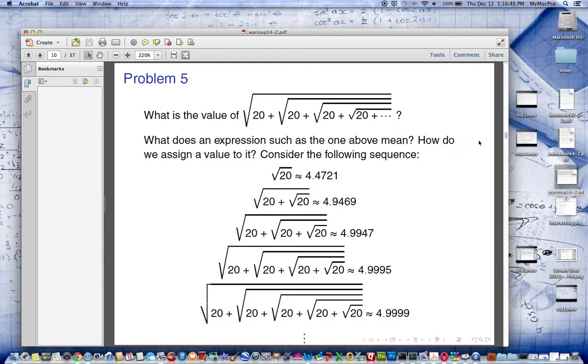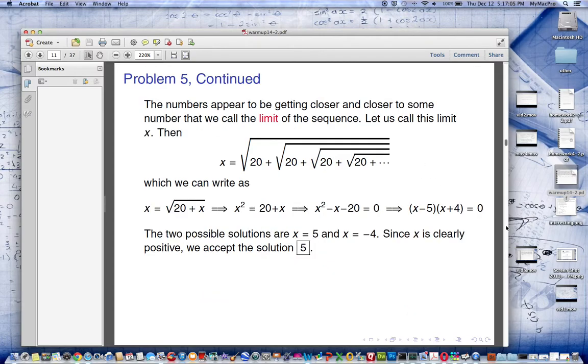If you look at it, square root of 20 is approximately 4.47. Square root of 20 plus square root of 20, this expression is 4.9 something, and then it gives 4.99. If you see, it's getting closer and closer to 5. So that means we can show that this whole expression is equal to 5. So how do we do that?